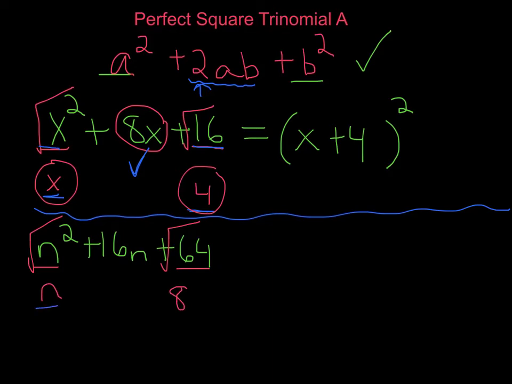When you multiply these together and double it, do you get 16? 8 times n times 2 is 16. That's kind of like the test. You want to first test, is it a perfect square? And if it is, you can go straight to your answer. It's going to be a binomial squared, and then you can just input n and 8. N plus 8.